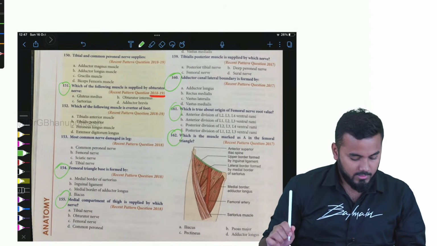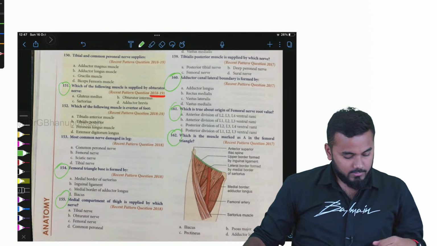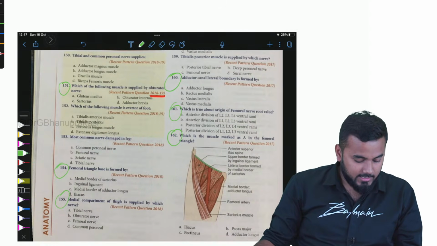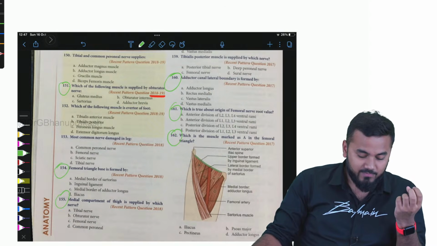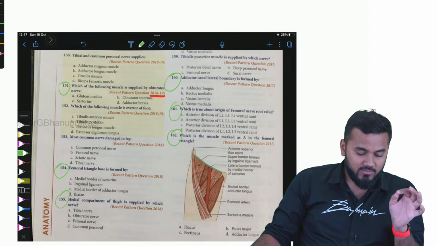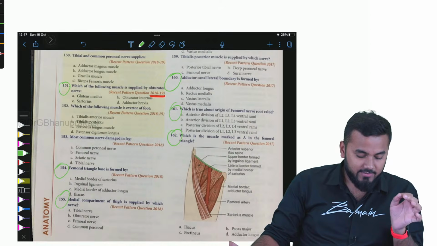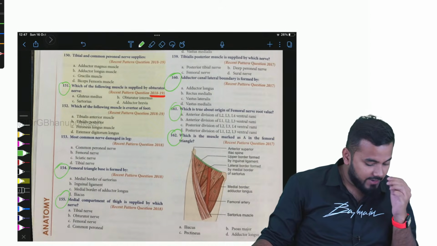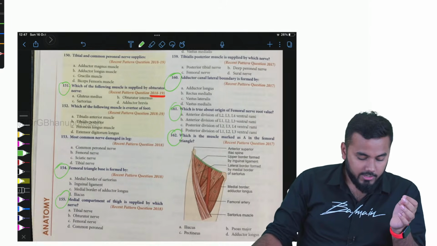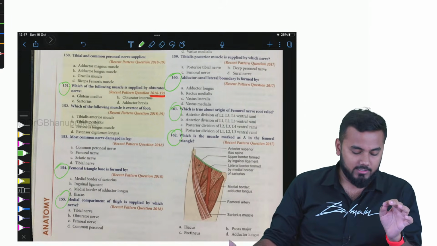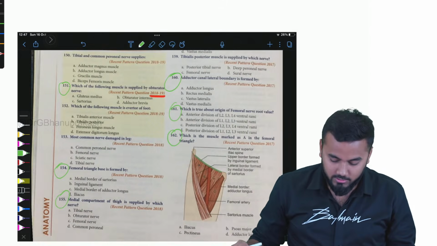Very good. Excellent. Not C. Obturator nerve, obturator nerve. Very good. Mahak, you're right. Roy, you're right. Adductor brevis. Excellent, guys. So such simple questions will be asked.